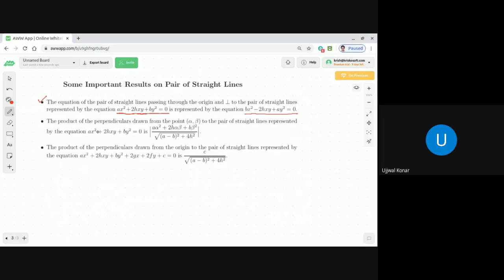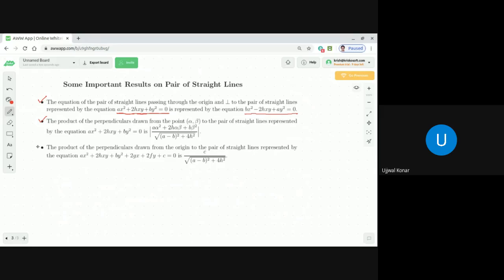That's it. The second point is that the product of perpendiculars drawn from the point (alpha, beta) to the pair of straight lines represented by ax square plus 2hxy plus by square equal to 0 is mod of a alpha square plus 2h alpha beta plus b beta square, divided by square root of (a minus b) whole square plus 4h square.